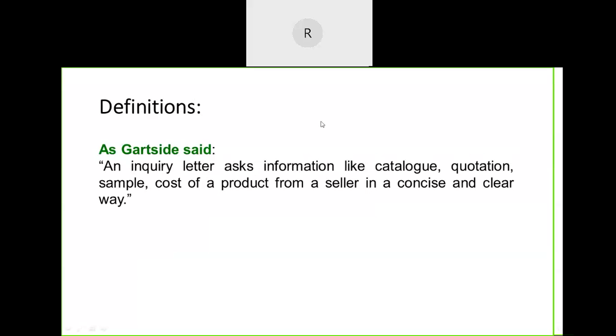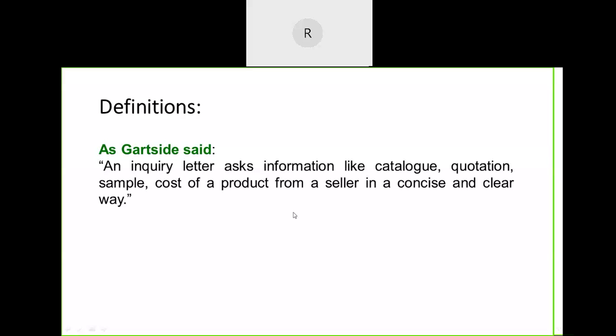My dear students, let us see the definitions given by various communication experts about the inquiry letter. According to one expert, an inquiry letter asks for information like a catalog, quotation, as I mentioned in the introduction part, and asks for samples and the cost of a product from a seller in a concise and clear way. It should be in a concise and clear format.